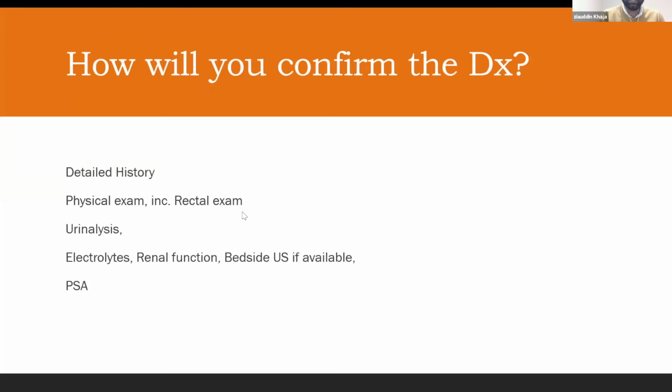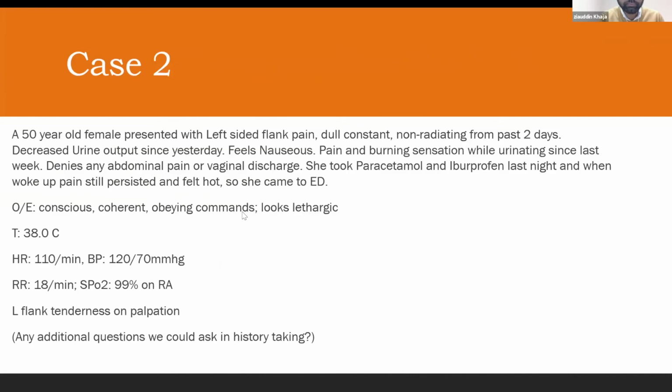And then how will you confirm the diagnosis? So again, taking a detailed history of what's going on, especially including what medications he's taking, and getting more history, I would say, and then a full physical exam, including rectal exam, urinalysis, electrolytes, renal functions, and then bedside ultrasound. Again, if cancer is your top thing on your mind, then you're thinking about PSA levels.